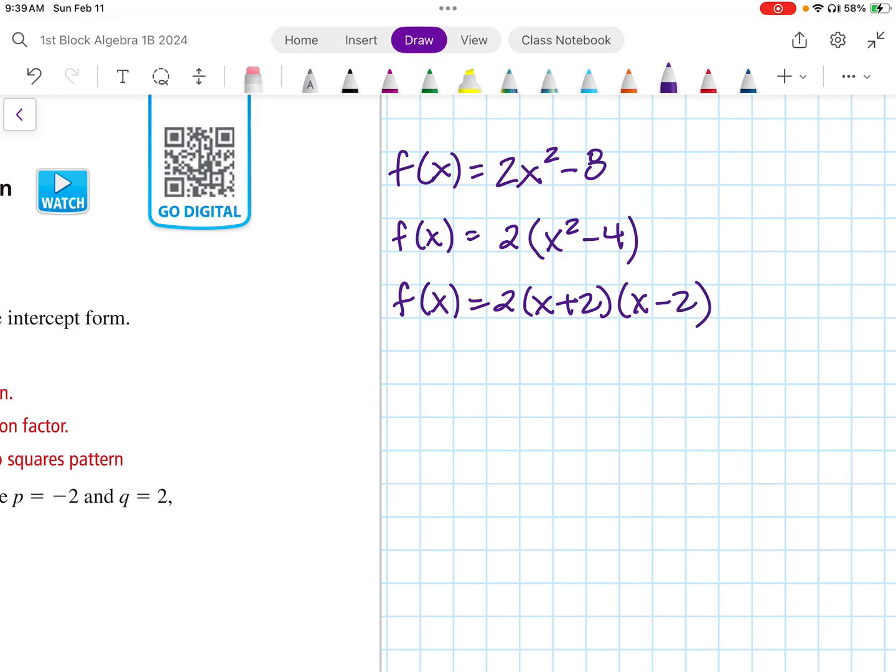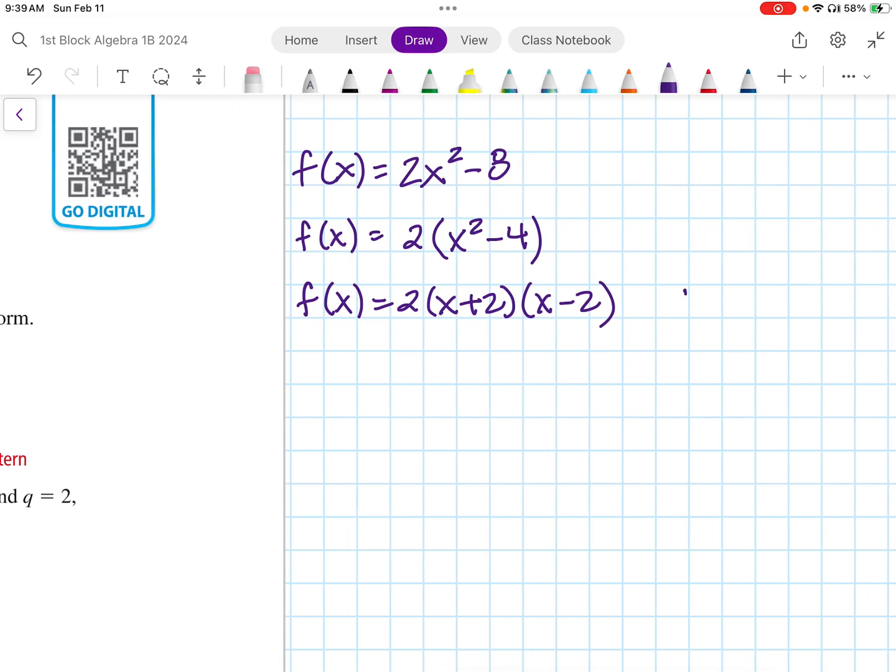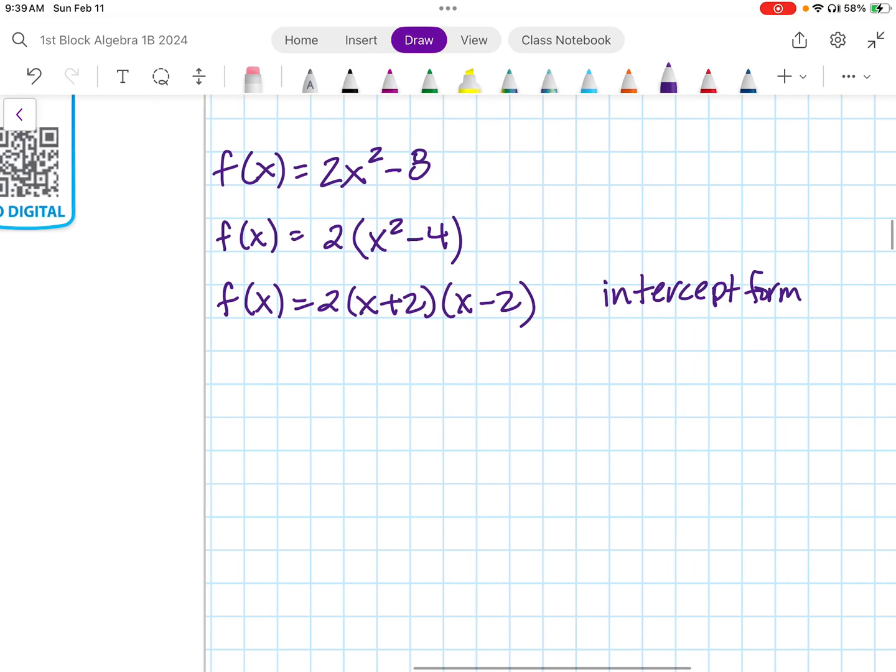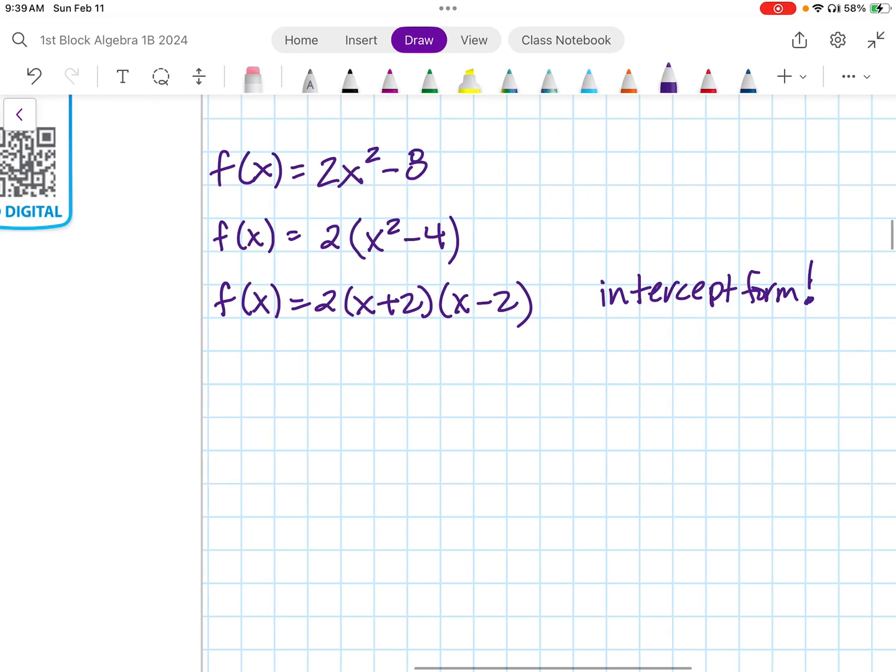We didn't have to do any extra work. We didn't have to do a lot of extra thinking. That is what is so great about those special patterns. Now we're in factor form or intercept form. Okay, this is intercept form.